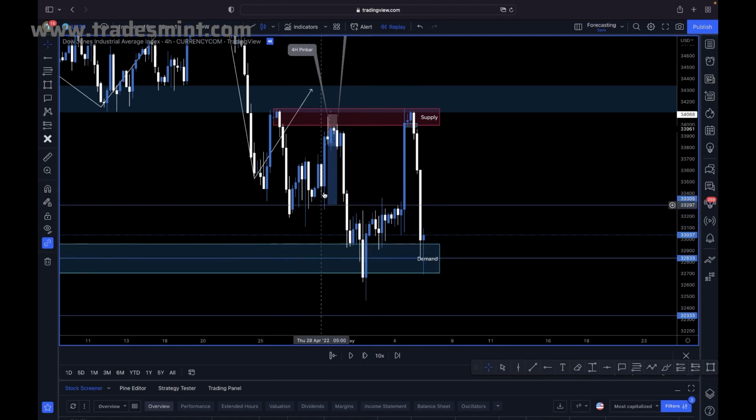Some people bought here, may have thought they were going to hold it up, and got obliterated, right? We don't know that price is going to reject and go back up. These are the higher probability setups. These are three setups here that you could have taken with big reward.